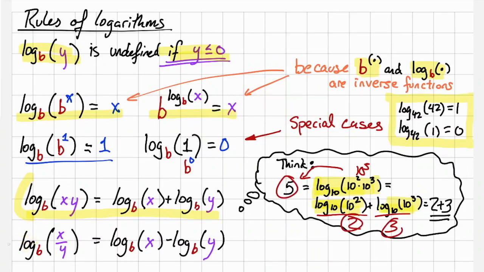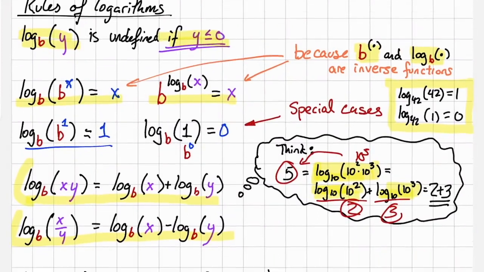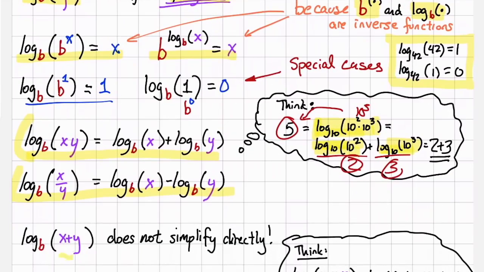A related equation is that the log base b of x over y is equal to log base b of x minus log base b of y. But unfortunately, if you see something like log base b of x plus y, it doesn't simplify directly. You may actually have to go in and add those two numbers together, but in general, the log of a sum doesn't have a nice simplification.